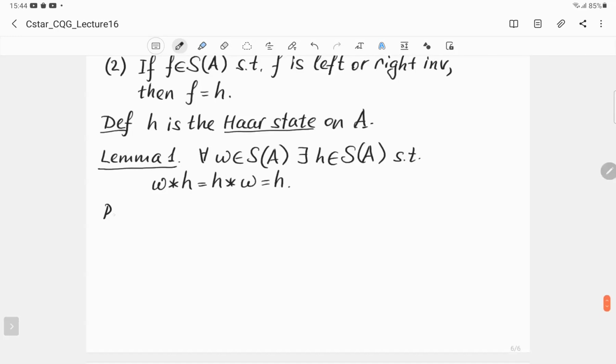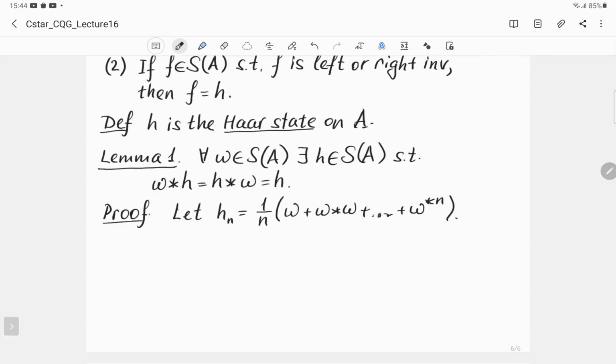To prove this result, we consider the following sequence of states. So let h_n denote the following arithmetic mean: 1 over n, omega plus omega convolved with omega plus, and so on. So the last functional here will be the nth power of omega with respect to the convolution product. So clearly this is a state on A.